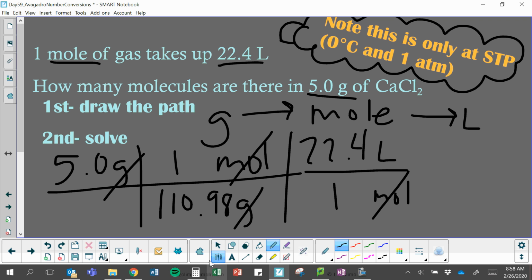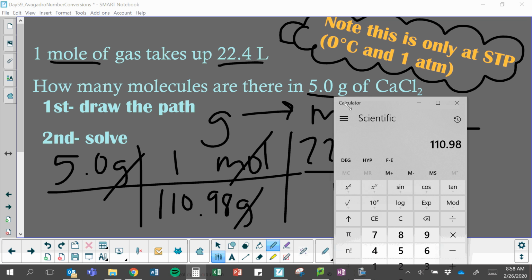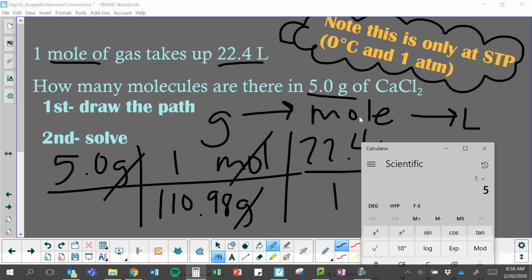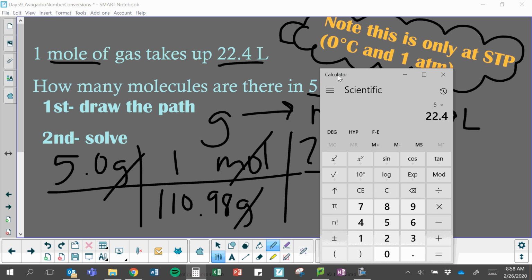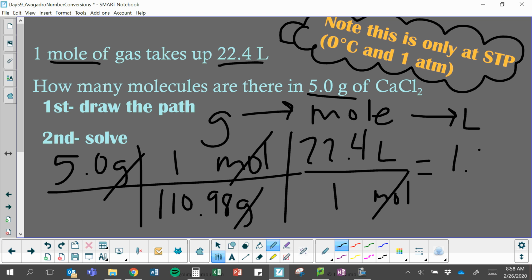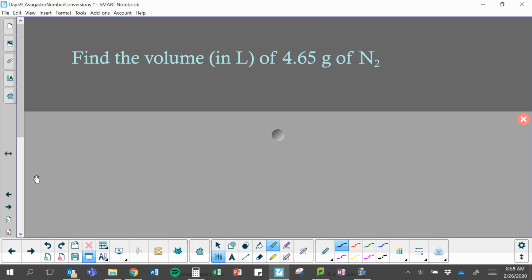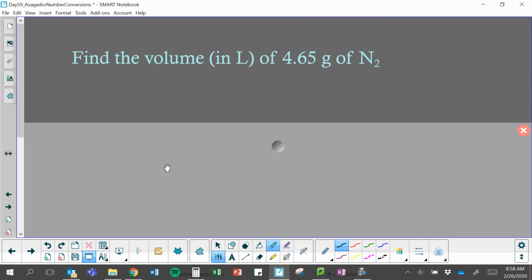So now we're left with liters. So we just have to multiply and divide. So we're going to do 5.0 times 22.4 liters divided by 110.98. We have 2 sig figs here, so we're going to also write 2 sig figs. So this will be 1.0 liters. So these work very similarly to our atom and molecule conversions. So you can try this one.